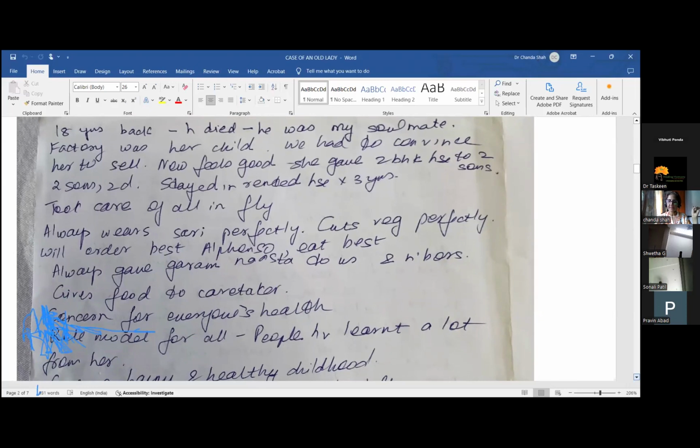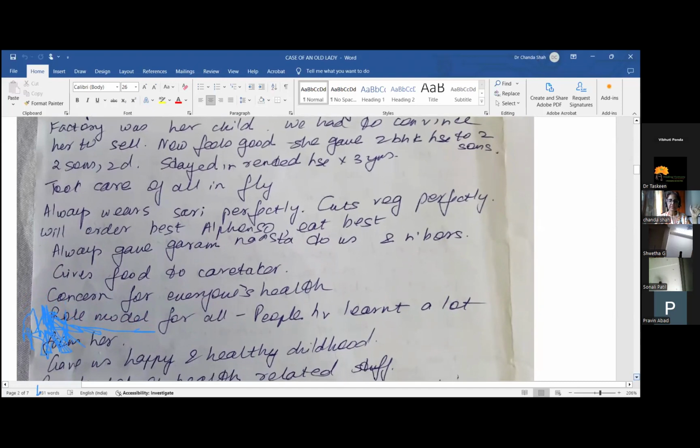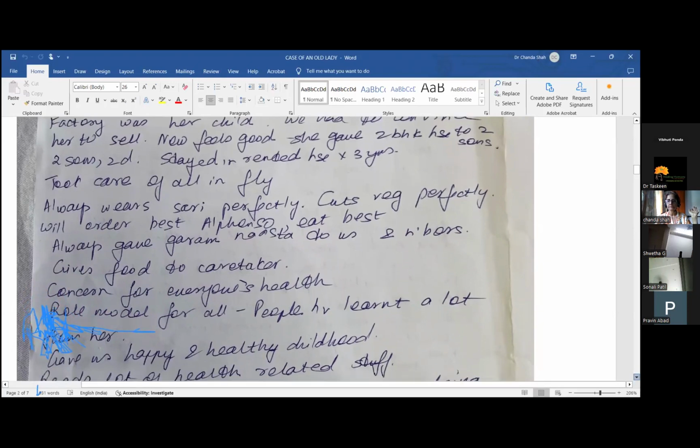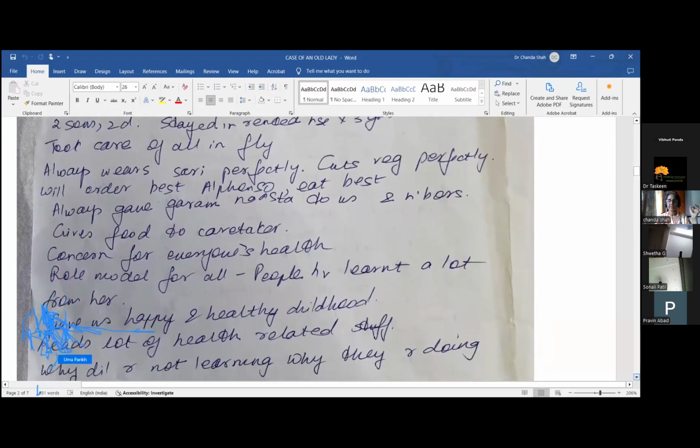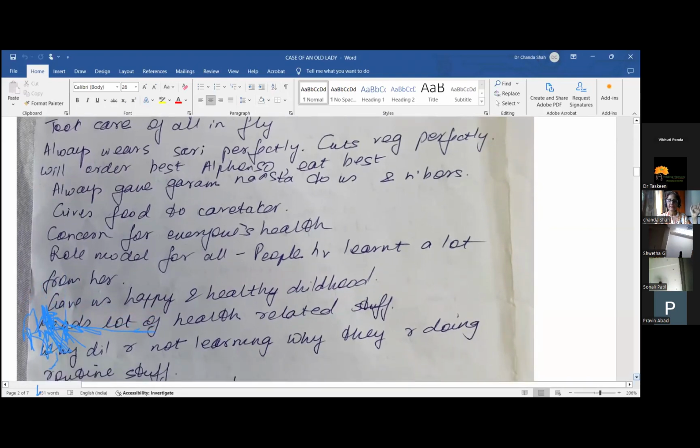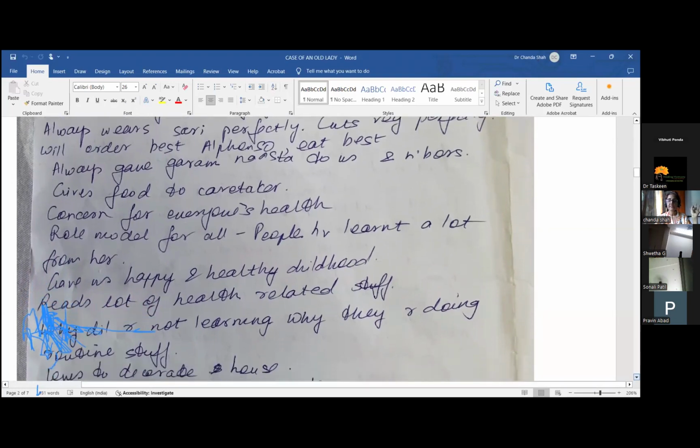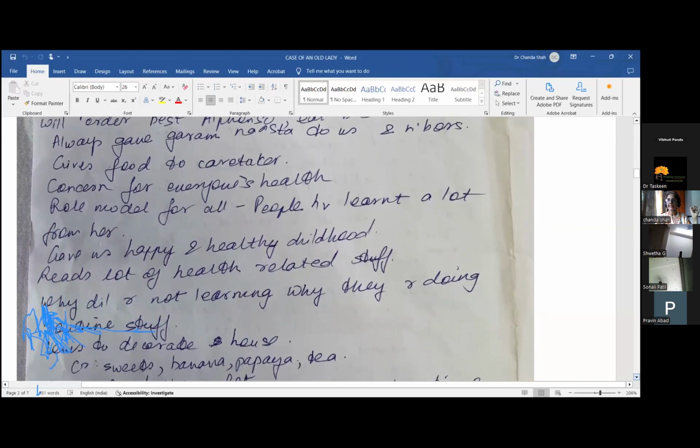From that factory money, she gave a 2-bedroom house to each of her 2 sons. She has 2 sons and 2 daughters, and she herself stayed in a rented house for 3 years. She says this lady took care of everyone in the family. She always wears a sari perfectly, cuts vegetables perfectly, orders the best Alfonso mango, and eats the best food. She always gives garam nasta, hot snacks, to us and even to the neighbors. She gives food to the caretaker.